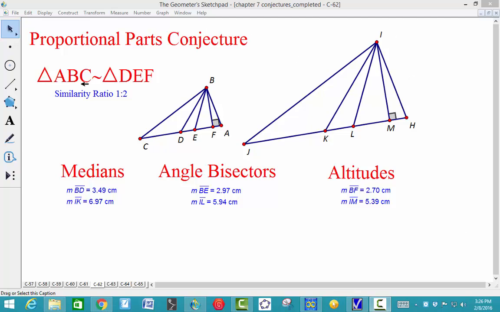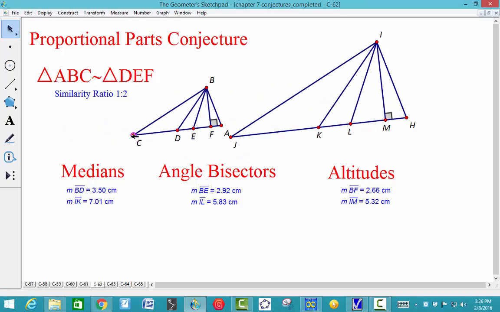So we have triangle ABC is similar to triangle DEF, and they're in a similarity ratio of 1 to 2, meaning this triangle is half the size of this larger triangle here. I've also gone ahead and measured the medians, the angle bisectors, and the altitudes for both sets of triangles. If I find the ratio for the medians, the angle bisectors, and the altitudes, they should all be the same as this original similarity ratio of 1 to 2.